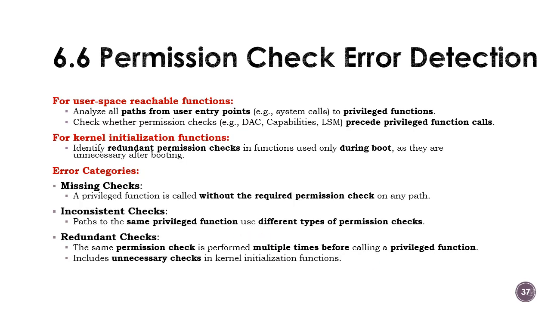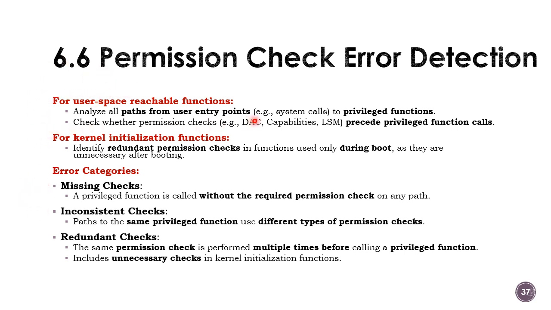So finally, in this chapter 6, we will explain how PACS conducts the permission check error detection, and how it comes out with those results. For this part, we have two mechanisms, or you can say situations and error categories. The first one is that it will be conducted on user space reachable functions. Basically, it will analyze the paths from user entry points, such as system calls, to privileged functions, and check whether permission checks precede privileged function calls. Categories like missing checks and inconsistent checks will happen in this situation.